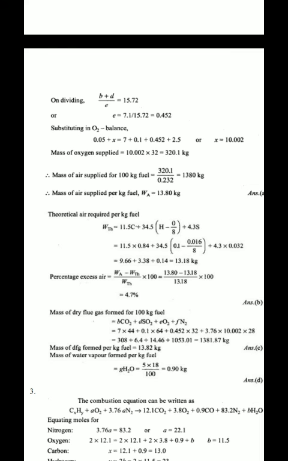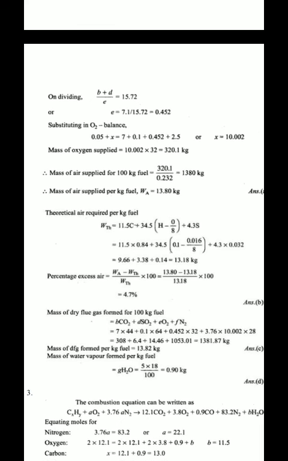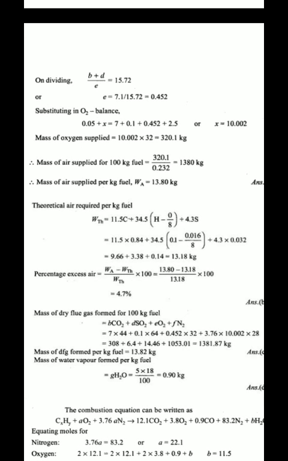And the mass of water vapor formed will be G into H2O. G comes as 5 and H2O is 18, because H2 is 2 and O is 16, so 2 plus 16 is 18. So 5 into 18 divided by 100, because we find it per kg of fuel. So it comes as 0.90 kg.